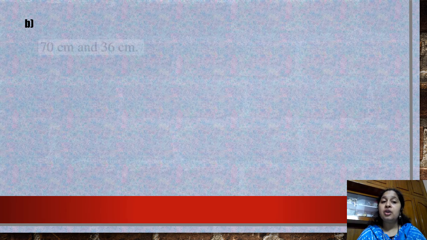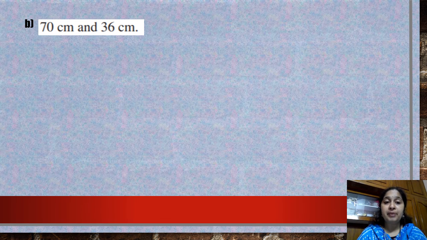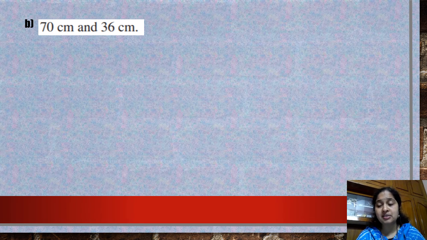So similarly, you can complete the B bit. The area of the tile will be the same as in the A bit. We need to find the area of this rectangular region with dimensions 70 centimeters and 36 centimeters, and then divide, and we get the answer. I hope you all understood, children.